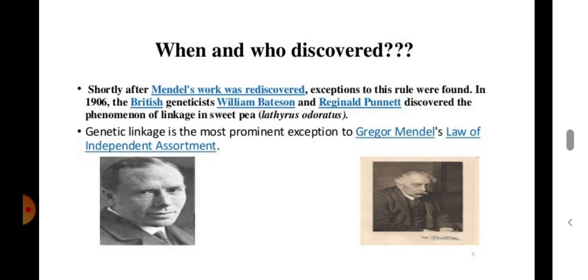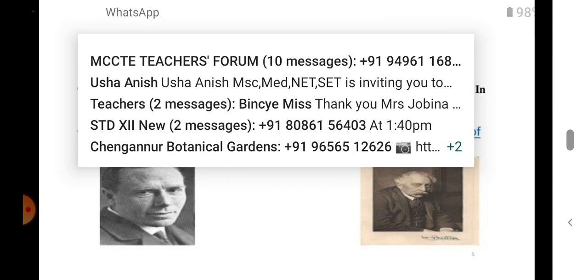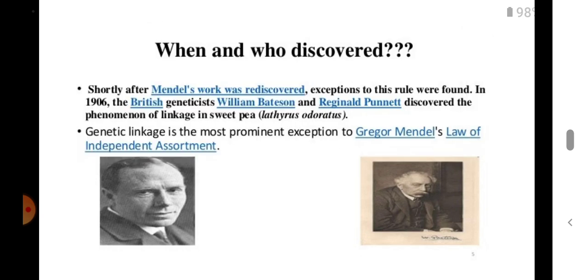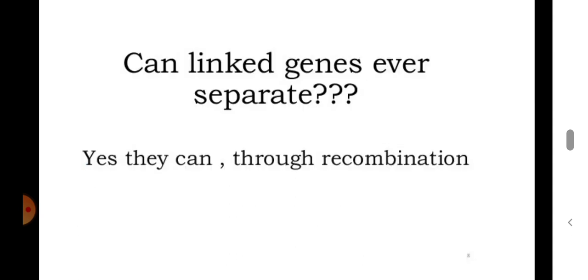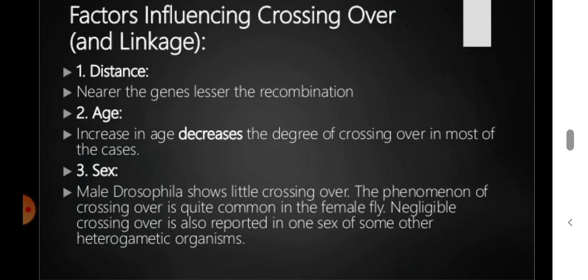When and who discovered linkage? Shortly after Mendel's work was rediscovered, exceptions to this rule were found. In 1906, the British geneticists William Bateson and Reginald Punnett rediscovered the phenomenon of linkage in sweet pea. Can linked genes ever separate? Yes, they can, through the recombination process.